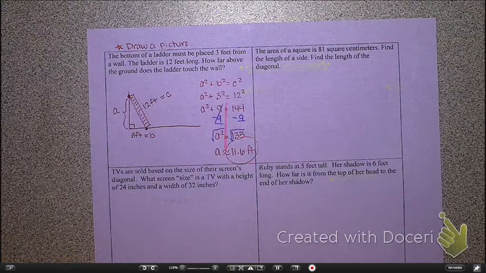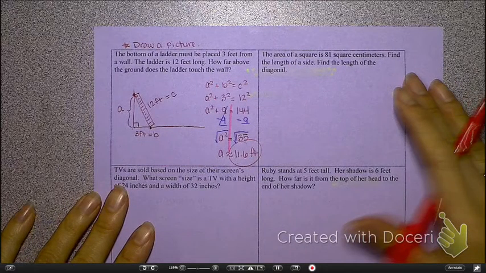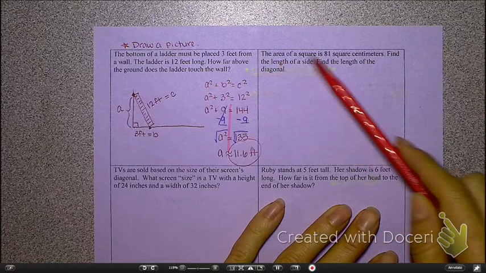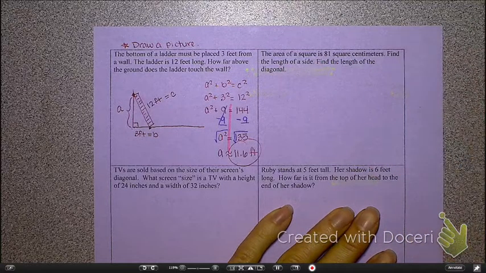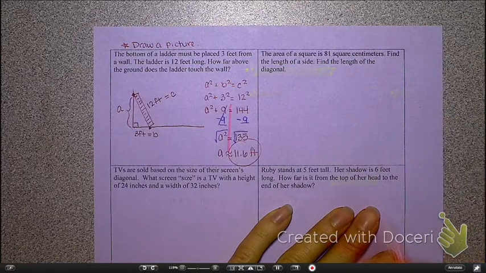Okay. Are there questions on how we did that one? Okay, does anyone need more time writing that one down? Okay, let's go to the next one and take a look at that one, okay? So the next one says the area of a square is 81 square centimeters. Find the length of a side. Find the length of the diagonal.